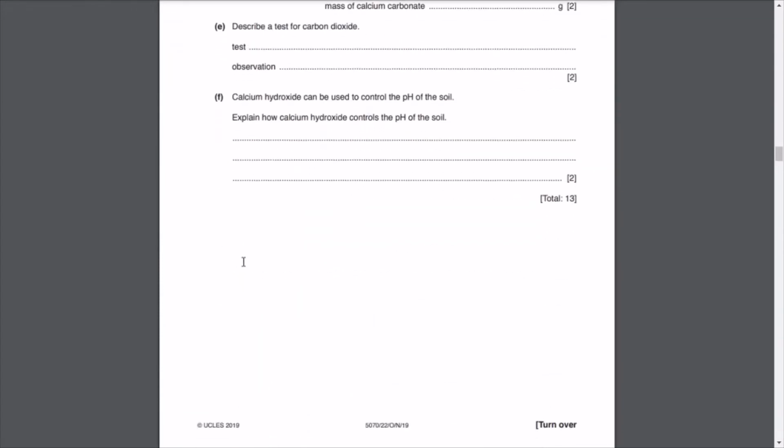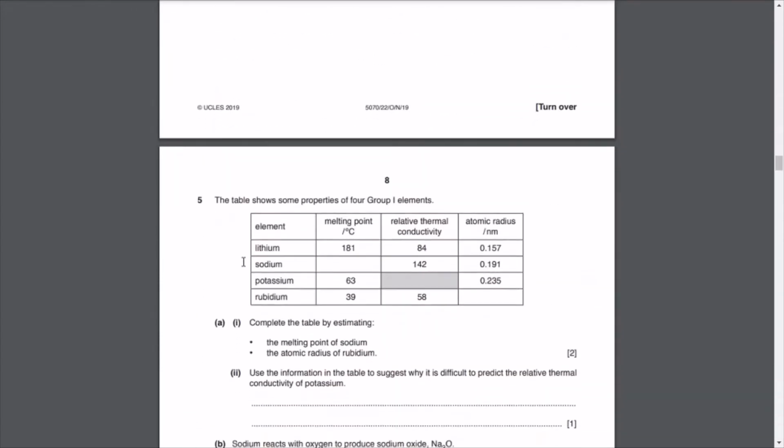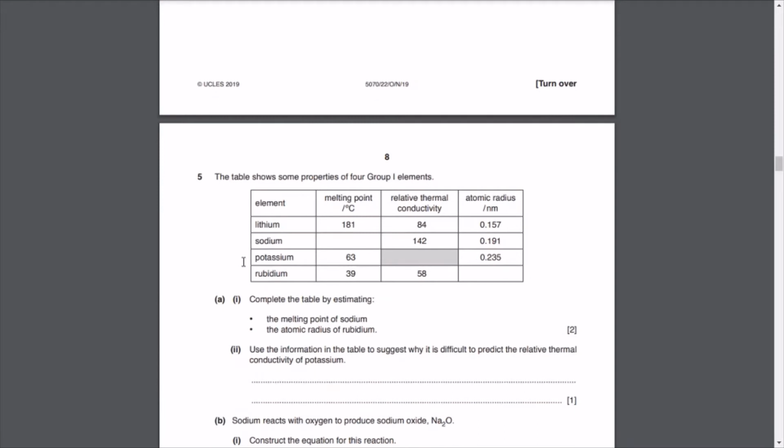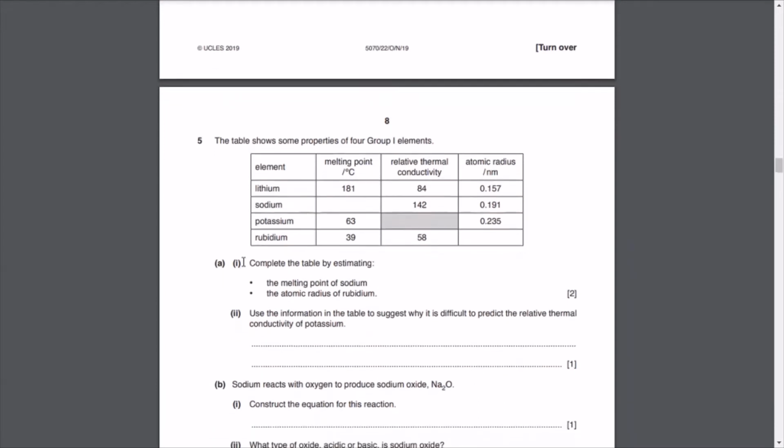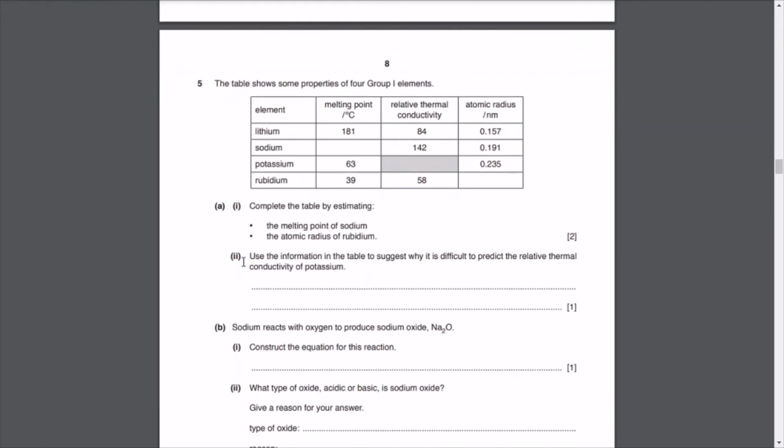Now, moving on to question number 5. The table shows some properties of group 1 elements. Complete the table by estimating the melting point of sodium and the atomic radius of rubidium. Okay, so here we see there is relative thermal conductivity and atomic radius.